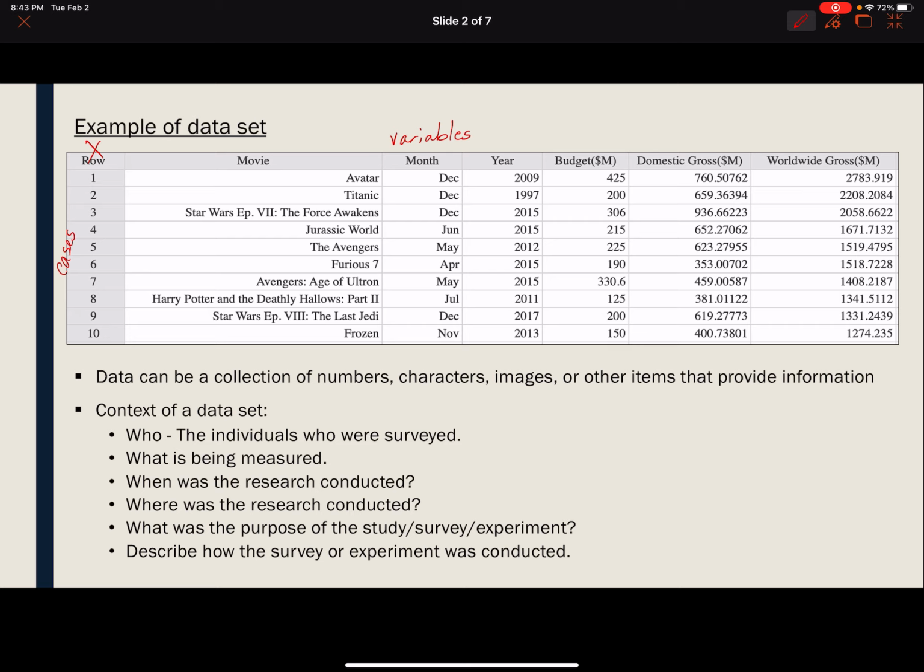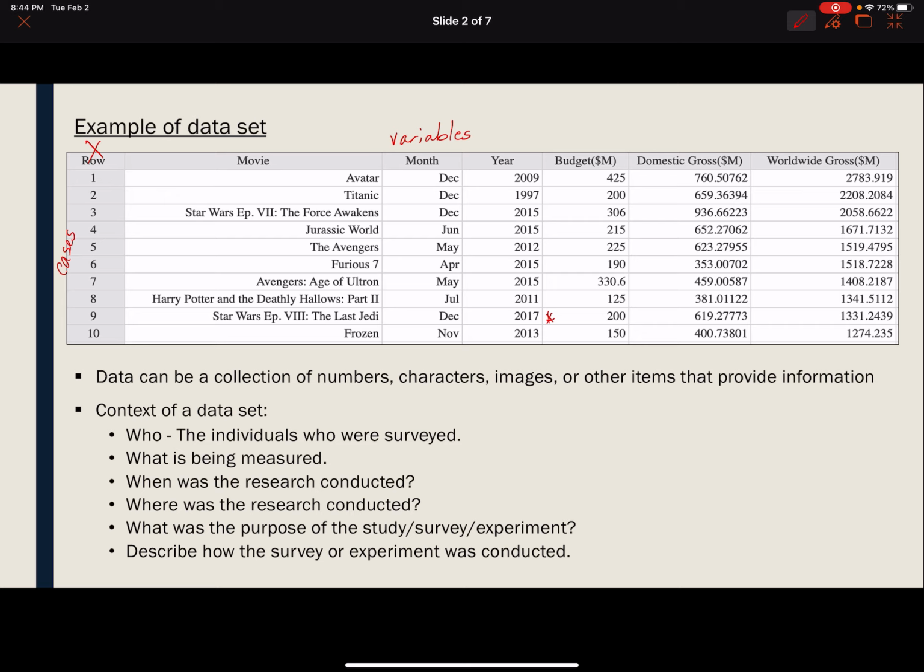The when is when the research was conducted. Now, just looking at a set like this, we really have no idea. I can see here that it has a 2017 movie, so I'm assuming that this research was conducted after that year, but I don't know if further down the list there's something from the year 2020. So we really don't know when this was conducted.